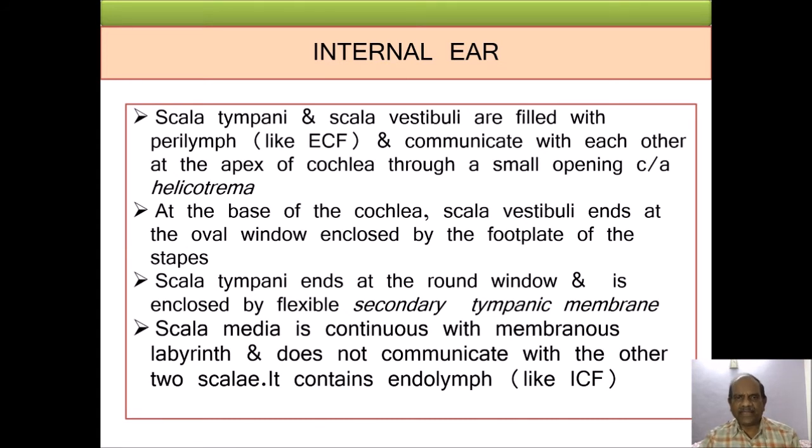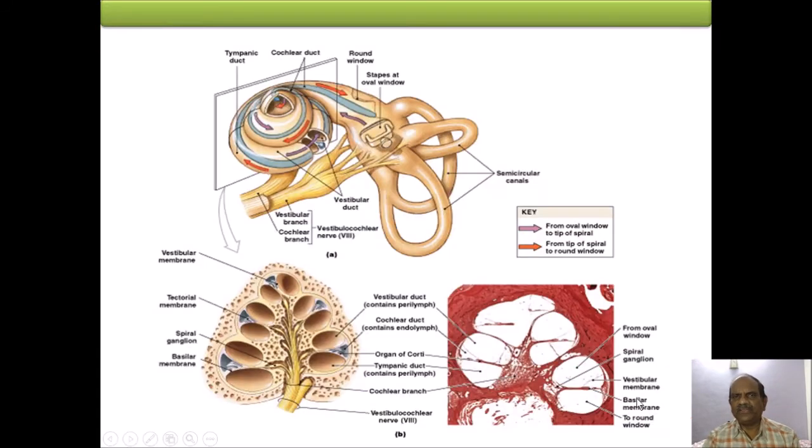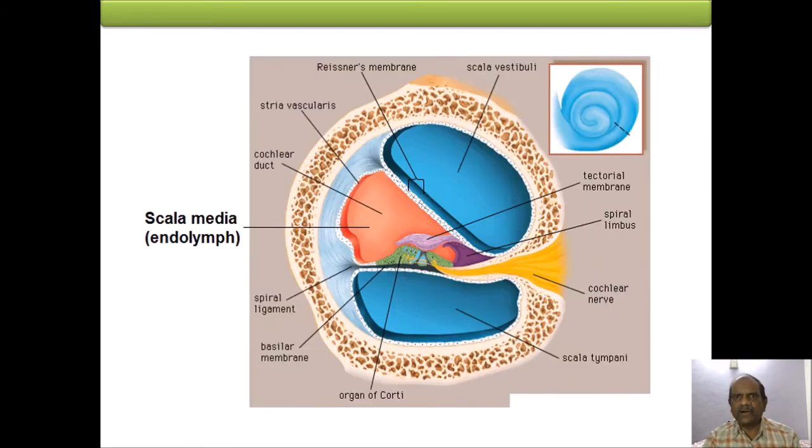Scala tympani ends at the round window and is enclosed by a flexible secondary tympanic membrane. Scala media is continuous with the membranous labyrinth and does not communicate with the other two scalae. It contains endolymph, which is quite identical to intracellular fluid. This figure you have just seen.